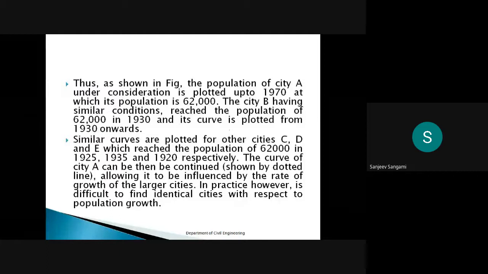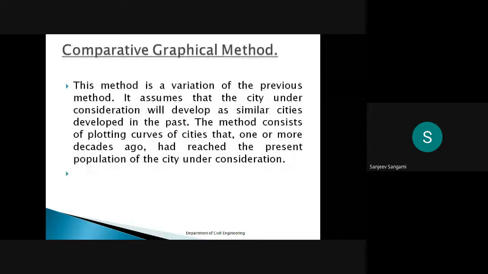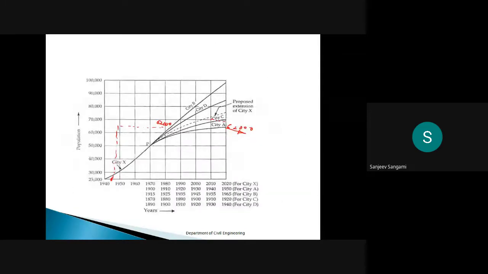And its curve is plotted from 1930 onwards. Similar curves are plotted for the cities C, D, and E. Again we'll go back. For the population, this is C and this is D. We have drawn it. So this is the population for city A, we have drawn city B, and city D also we have drawn.